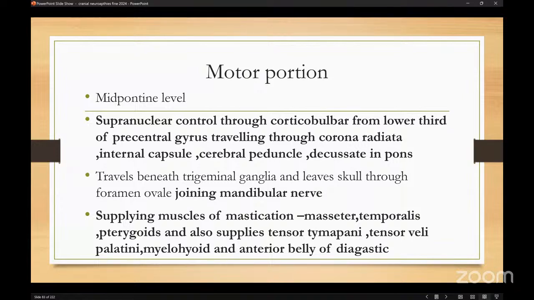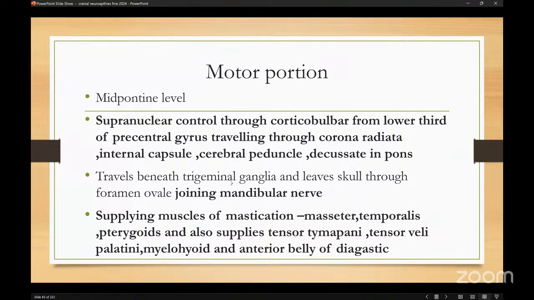And then the motor portion. Now, it is supplying the muscles of mastication. The supranuclear control of this motor portion comes from the corticobulbar fibers: the lower third of the precentral gyrus, then the corona radiata, internal capsule, and it decussates in the pons.